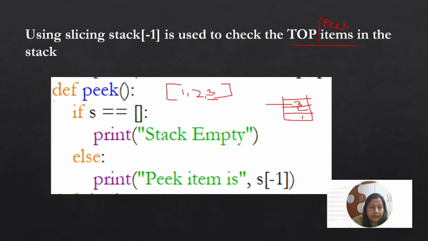So how am I creating here? Function definition, peak is my function name. Again you are going to check if the stack is empty. If the stack is empty, you can mention stack is empty. Else peak item is s of -1. I hope everyone remembers this is negative indexing. So s of -1 will give the last element, that is only the top element. Understood?